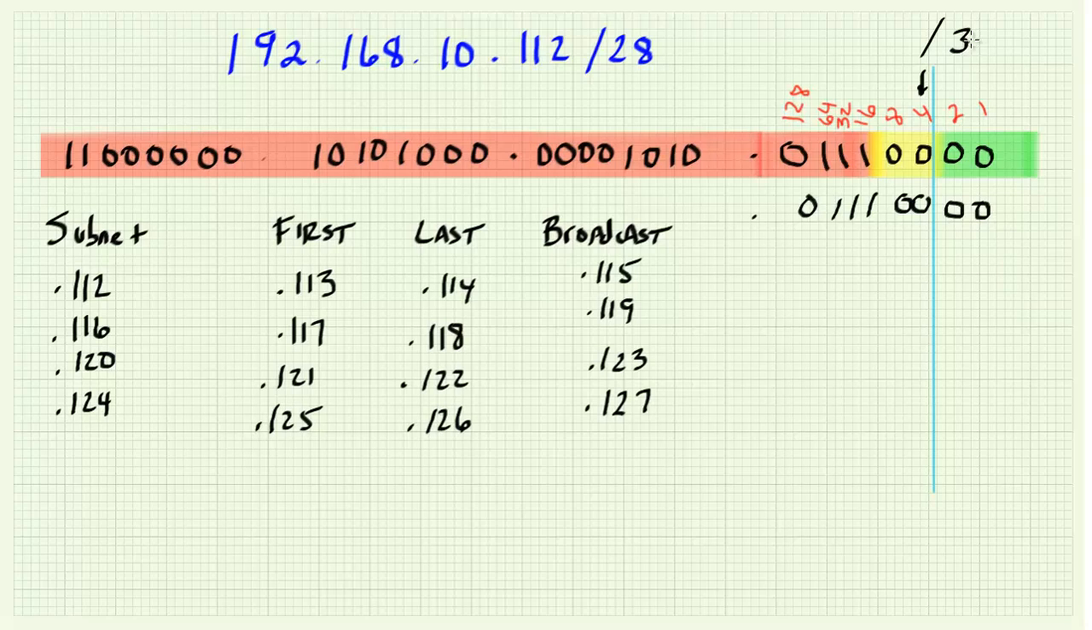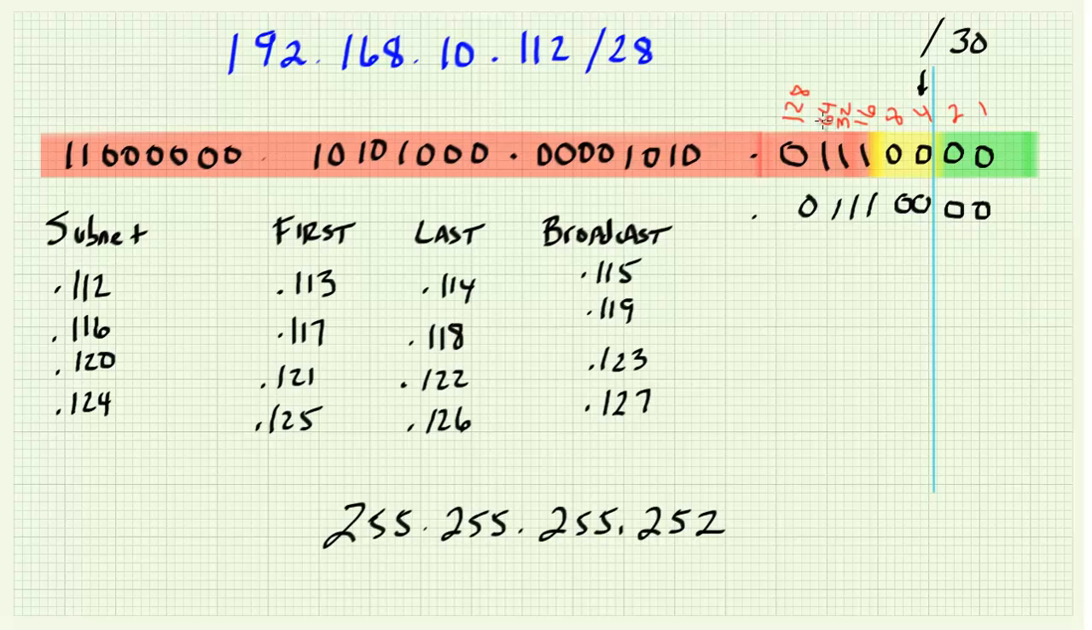A /30, right? Because we started with /28. We borrowed 2 of the bits that remain there for subnetting. That leaves us with a /30. So the decimal subnet mask for a /30 is going to be 255.255.255.252. How do we come up with 252? Well, we just added up all of the bit weights.